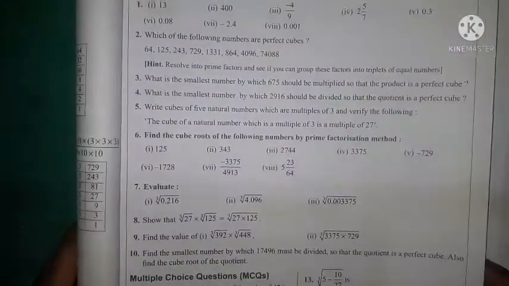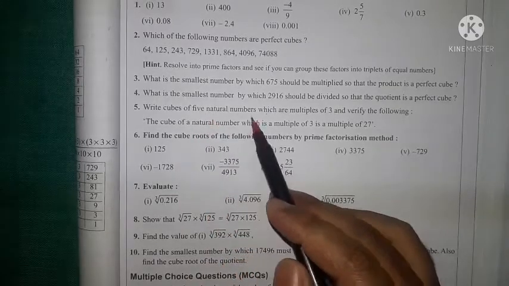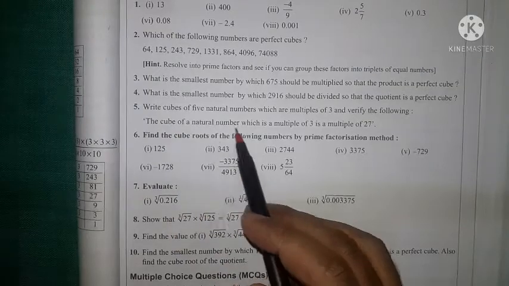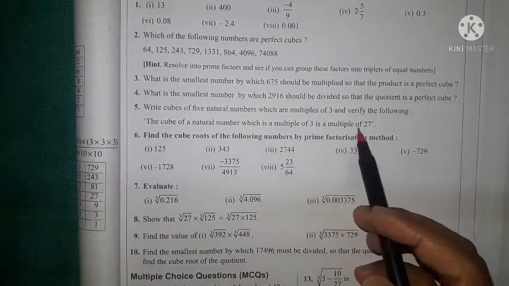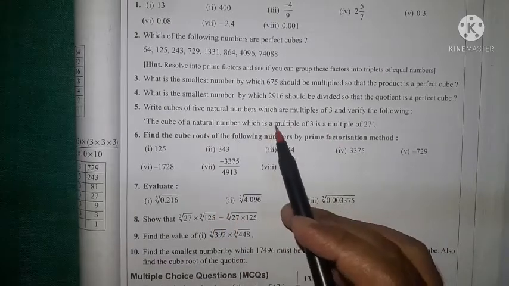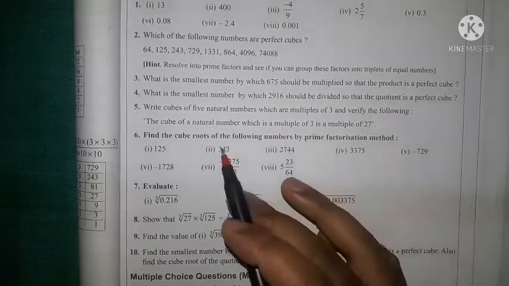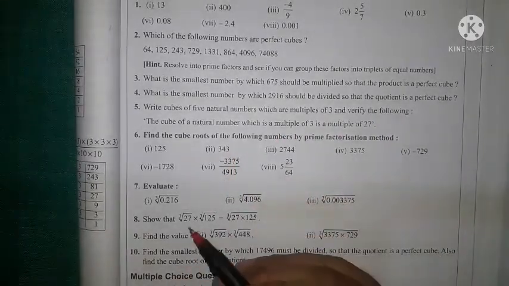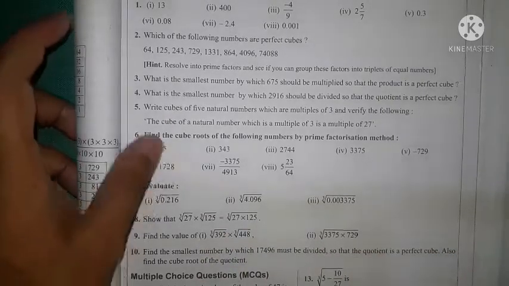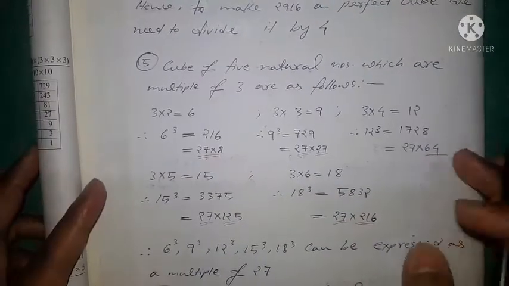Now question number 5. It is given: write cubes of 5 natural numbers which are multiples of 3 and verify the following, that the cube of a natural number which is a multiple of 3 is a multiple of 27. First we need to find 5 natural numbers that are multiples of 3, and later we must show that the cube of those numbers is also a multiple of 27. Now the cubes of 5 natural numbers which are multiples of 3 are as follows.